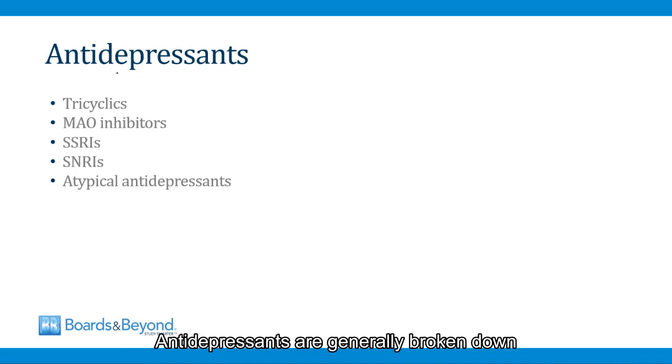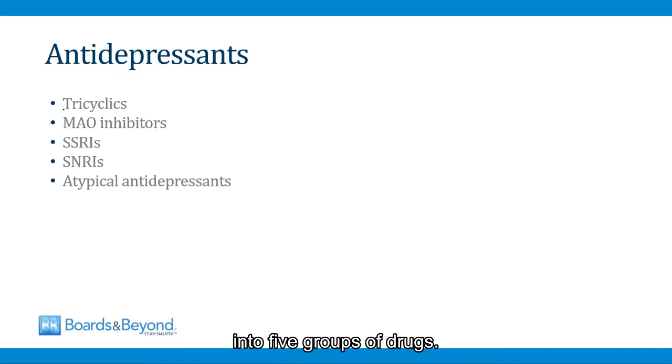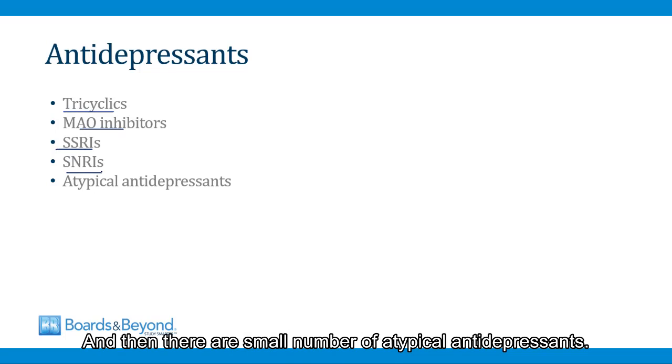Antidepressants are generally broken down into 5 groups of drugs. The oldest antidepressants are the tricyclics and the MAO inhibitors. The groups that are most commonly used today are the SSRIs and SNRIs, and then there are a small number of atypical antidepressants, and we'll go through all of these in this video now.